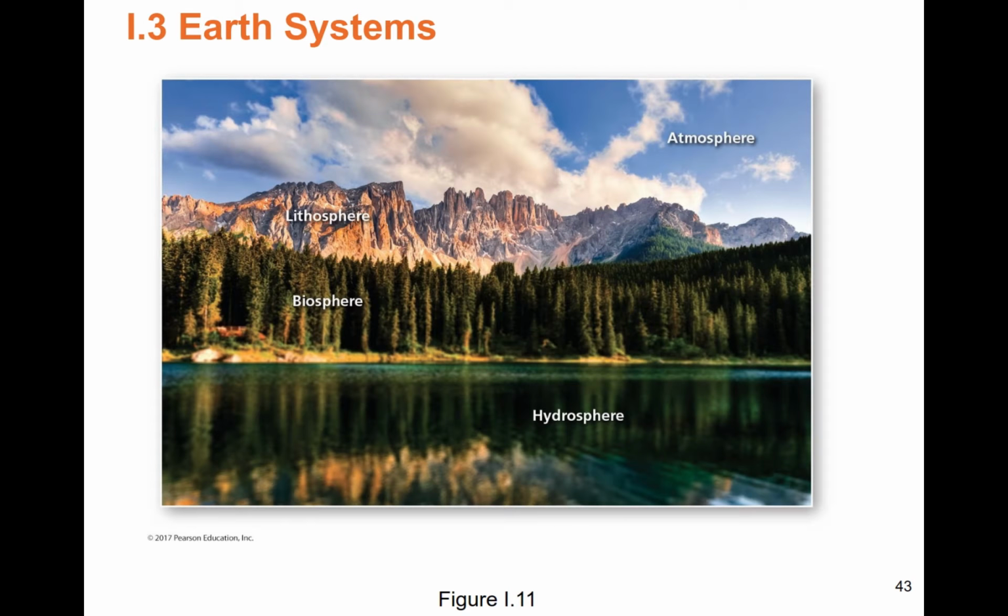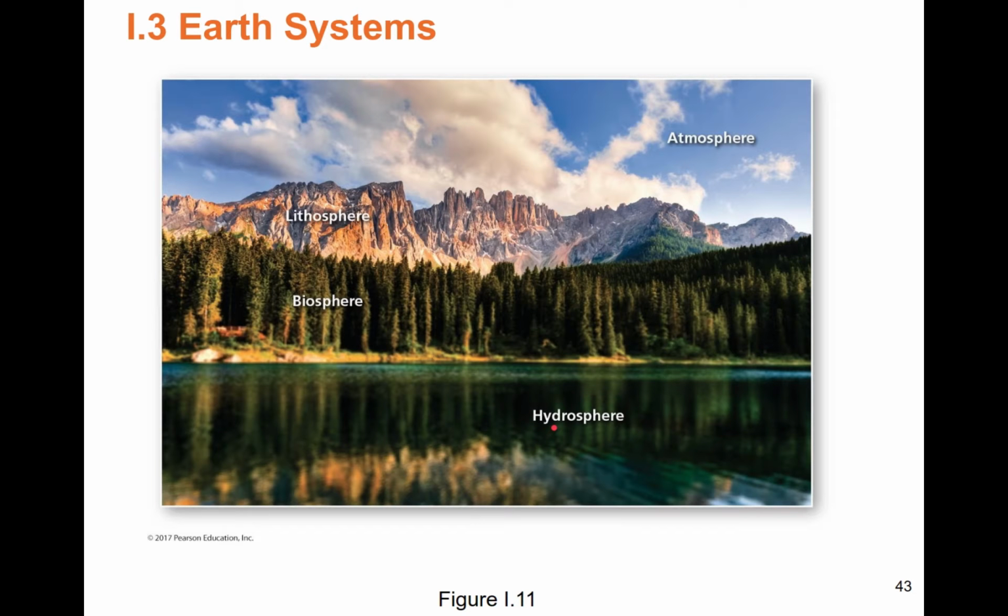Some examples of the systems that we'll be talking about in this textbook. There's the atmosphere, the gassy part of Earth. There's the lithosphere, that's the rocky part of Earth. The biosphere is the living part of Earth, and the hydrosphere is the watery part of Earth.